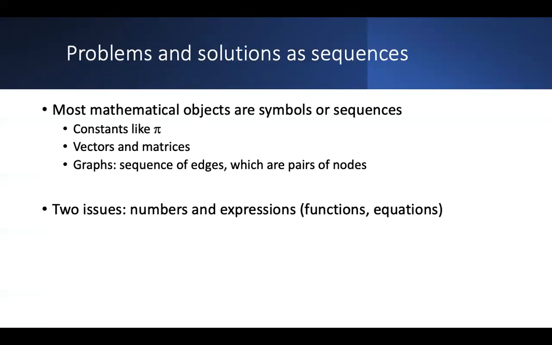Representing problems and solutions as sequences is not really difficult. I'm talking to mathematicians, so I'm sure you understand that most mathematical objects are either symbols or sequences. Constants are symbols, vectors and matrices are basically sequences of numbers, graphs are sequences of edges, pairs of nodes, etc. So everything is already pretty much in sequential form. There are only two issues that you need to settle: how do you want to represent numbers, and how do you want to represent expressions like functions and all that?